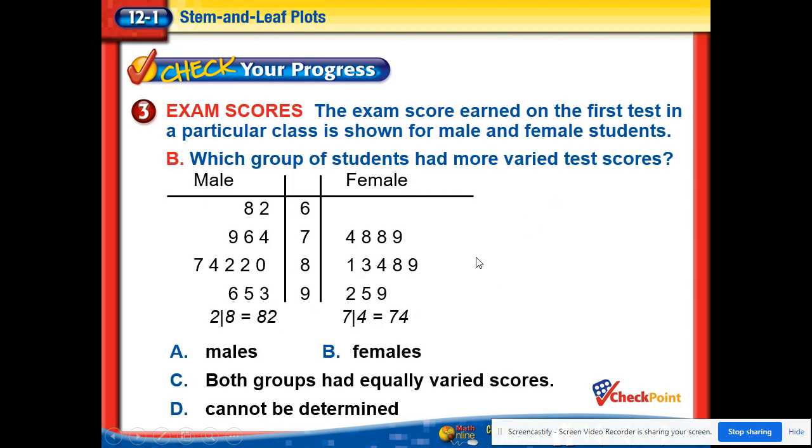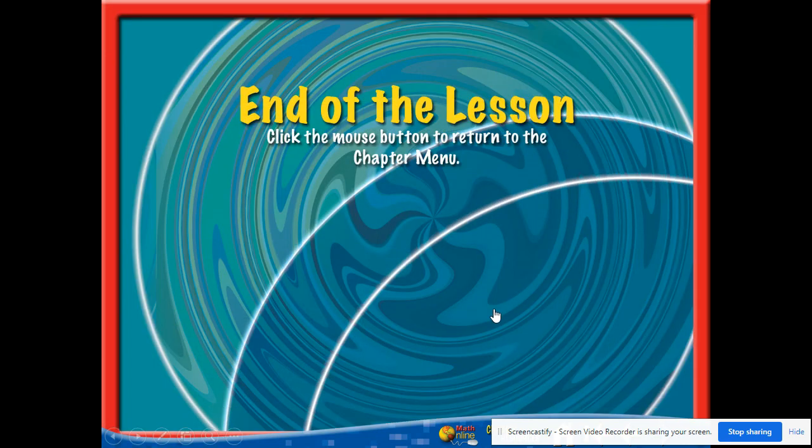Which one is more varied? Again, it's the males are kind of all over the place. They got some really low and some really high. So males. And that's all we have for you today.